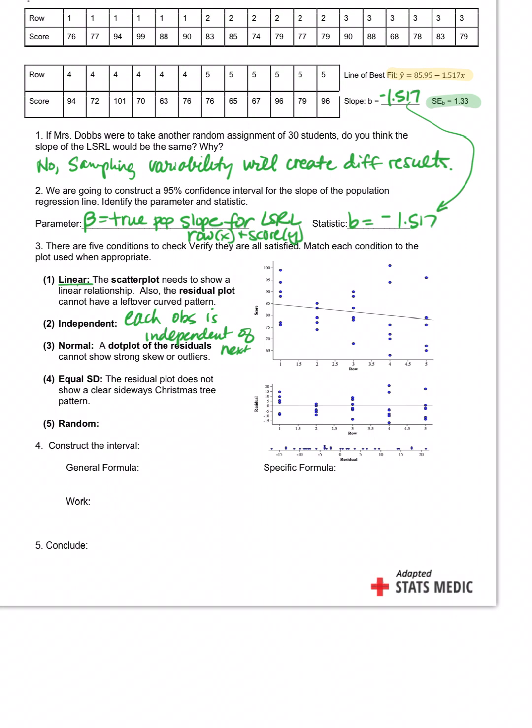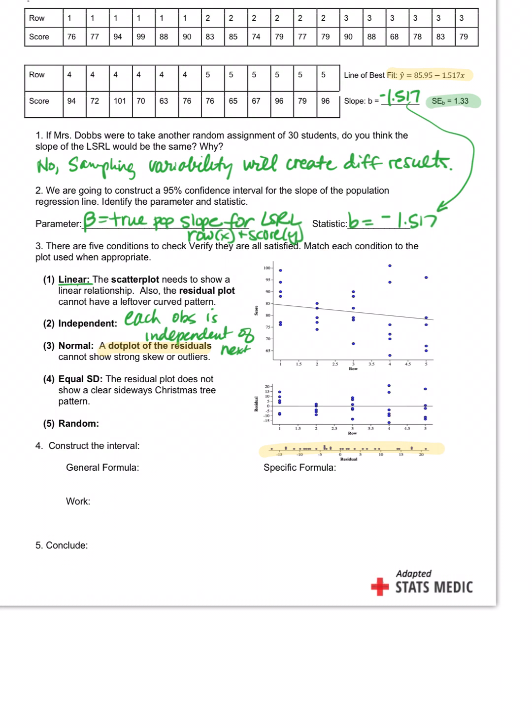Now we come up to normal. This is where we're going to do normal distribution, but notice what we're looking to be normal. We're looking at a dot plot of the residuals. So that's going to be provided. They calculated all the residuals for us, threw it on a dot plot, and like before, if we had to create our own dot plot, we'd have to look for strong skewness or outliers, right? It's the same thing. Do we see strong skewness or outliers on this? Nope. So we're good.